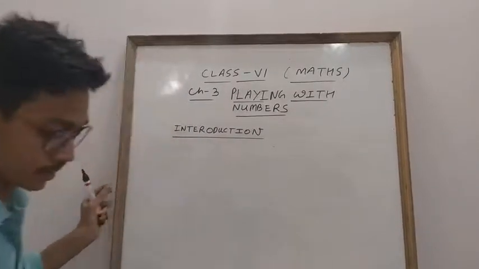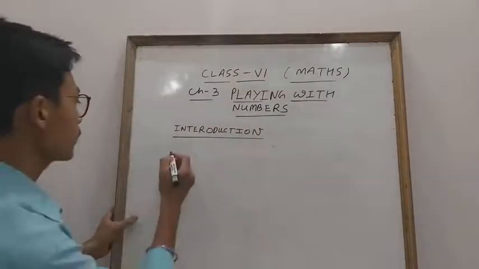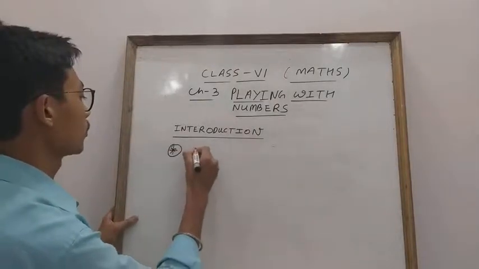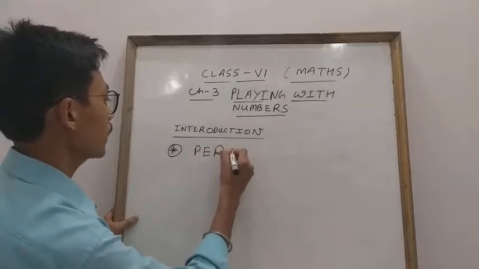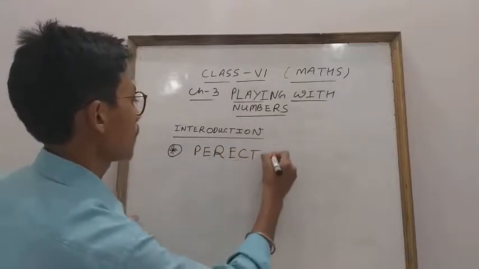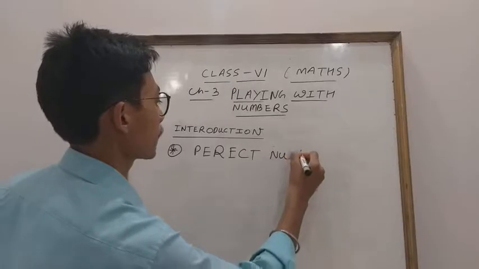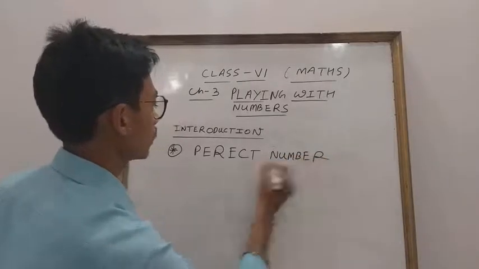Now the next term is perfect number. This is a different thing. Clear student? What is a perfect number?